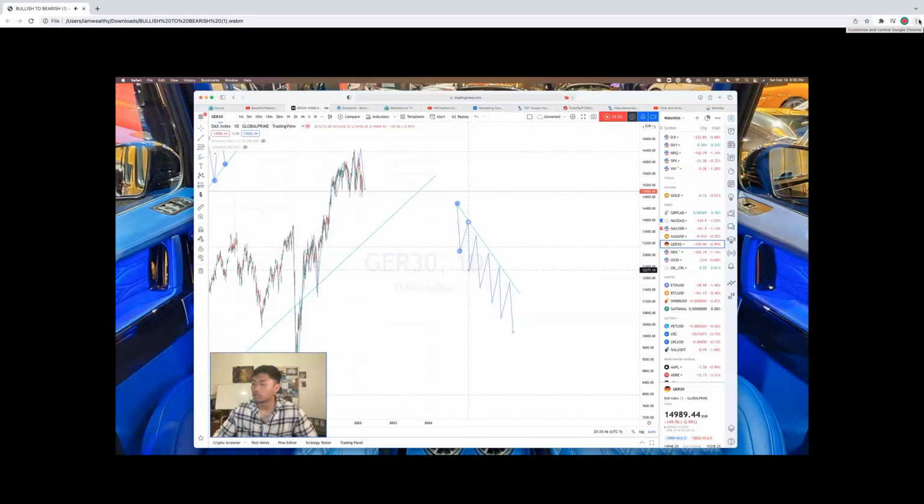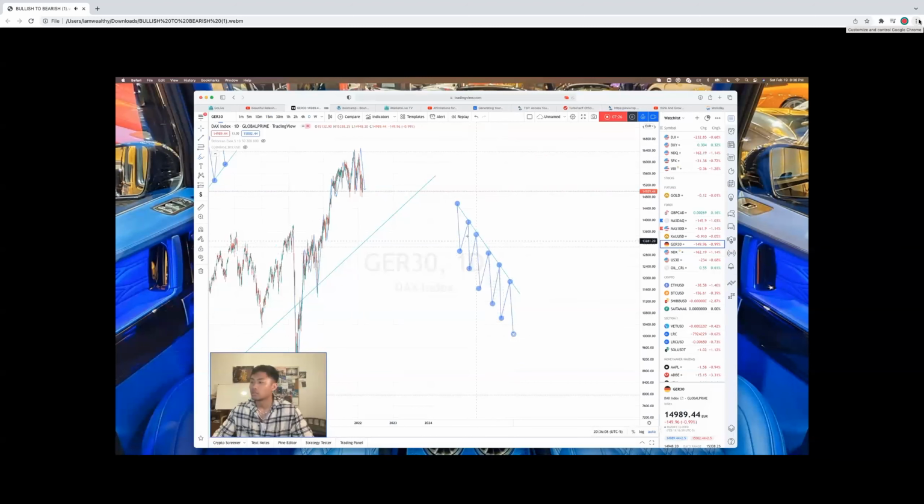When it creates a lower low, it should be lower than the previous one, right? So just like this: retracement, impulse, lower than the previous one. Push up, push down, again, same pattern, right? And you guys can see that this right here is a perfect example that the market is going down.